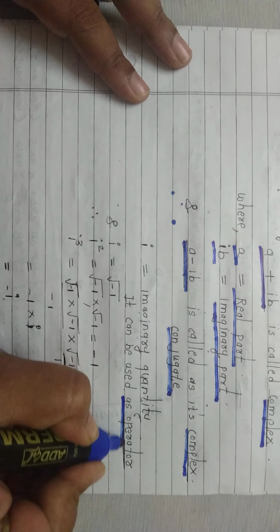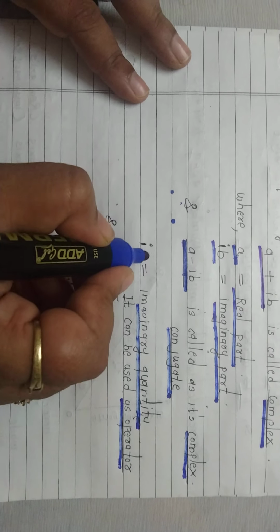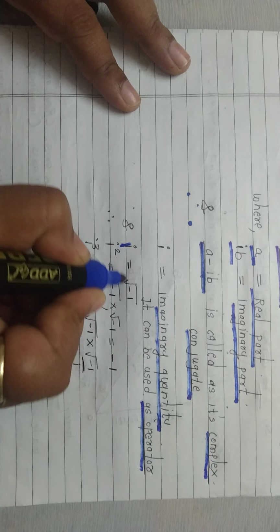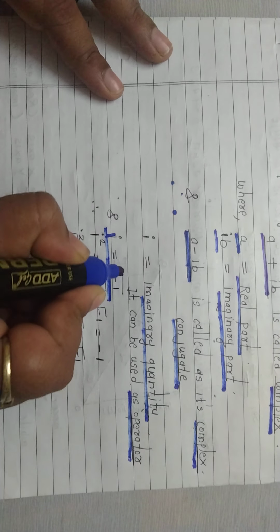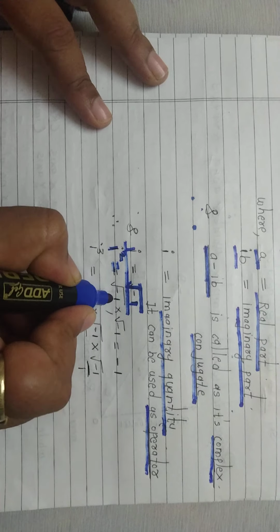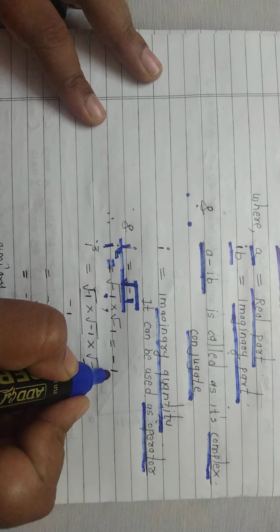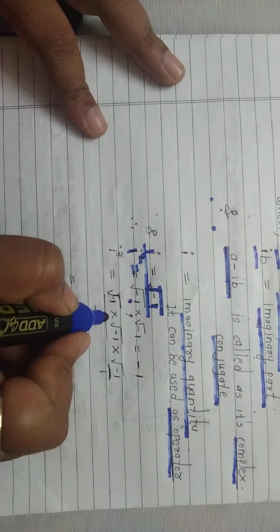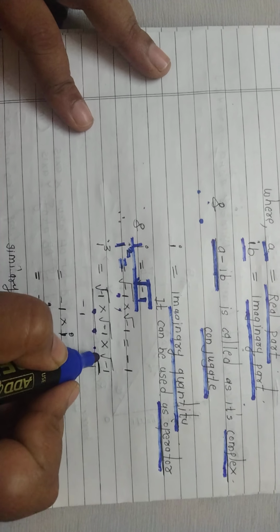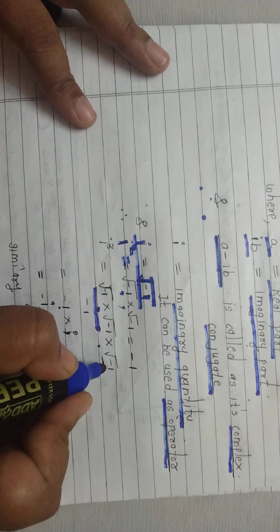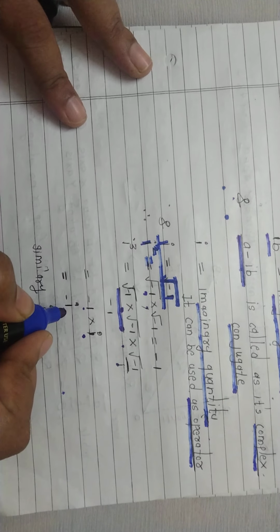It can be used as an operator, and its value is i equal to root -1. i square is equal to root -1 into root -1, which gives -1. i cubed is equal to root -1 into root -1 into root -1, which is -1 into root -1, so it is equal to -i.